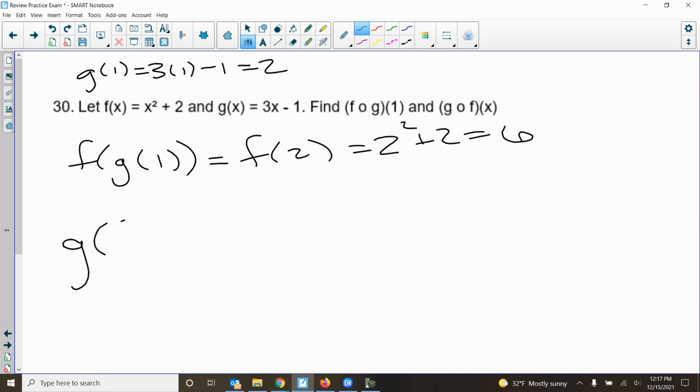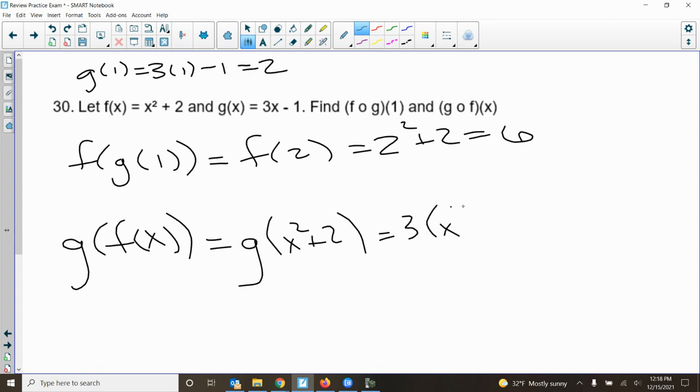And then g of f of x, again, start from the inside out. This is the same thing as g of x squared plus 2. And what's g of x squared plus 2? Follow the g function, but make x squared plus 2 your x. Follows the g rule, but now your input is x squared plus 2. Okay. There you go.